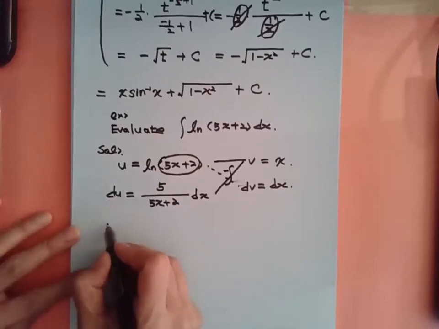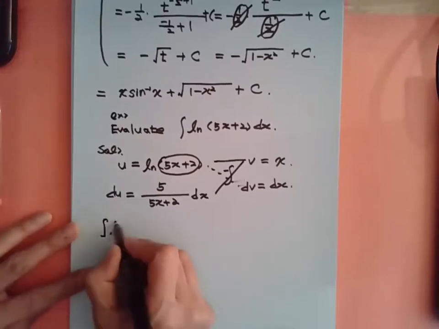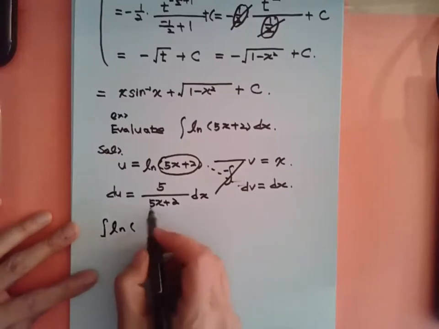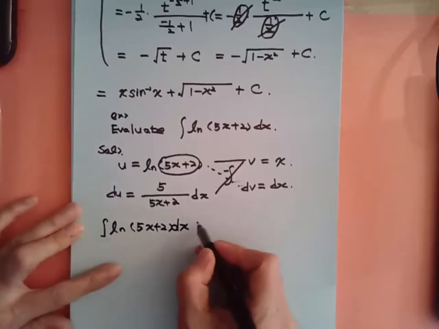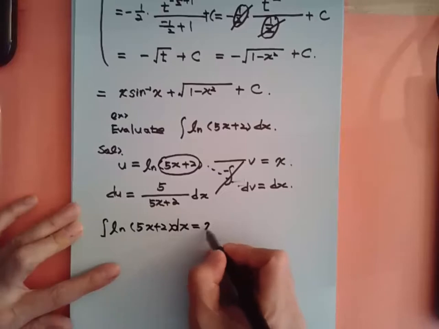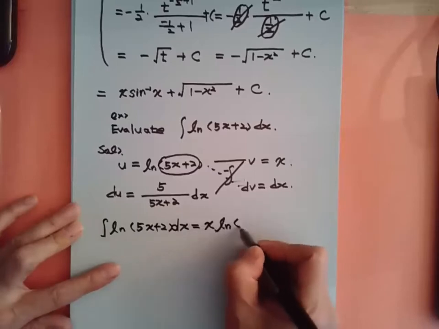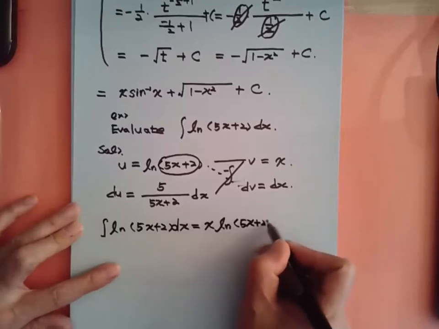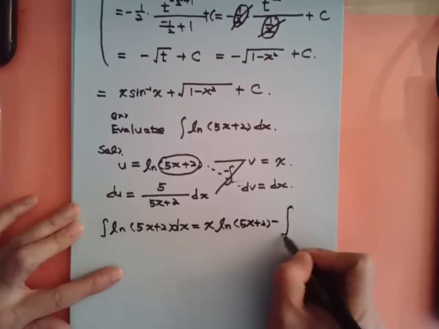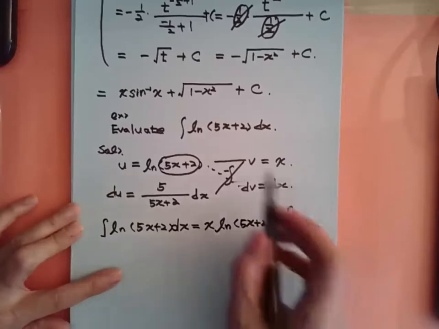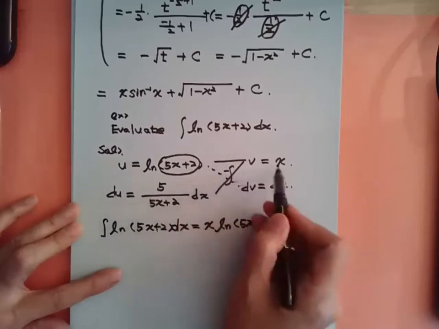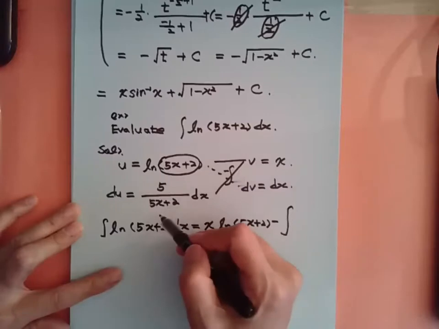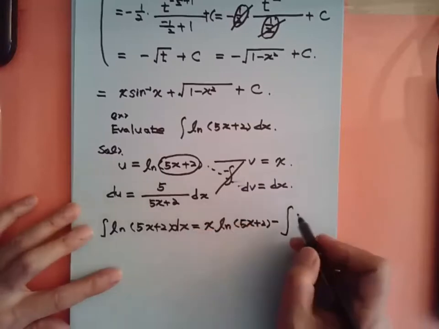Let's rewrite based on the integration by parts. Then integration of natural log of 5x plus 2 can be written as x times natural log of 5x plus 2 minus integration, this one times this one, v du, so 5x over 5x plus 2.